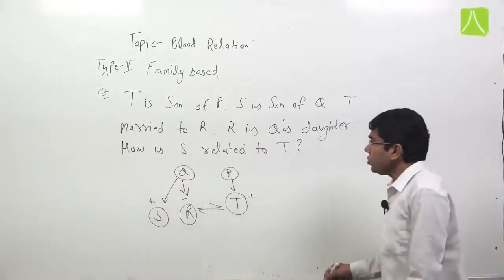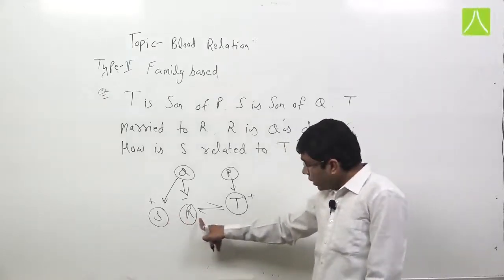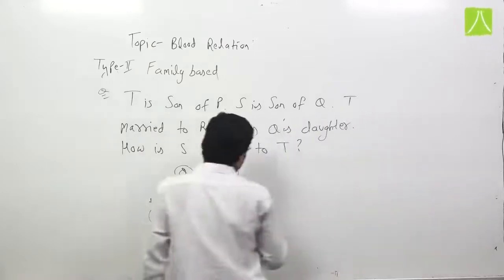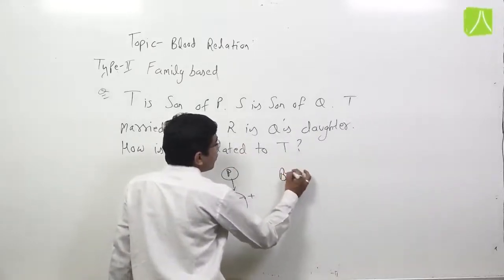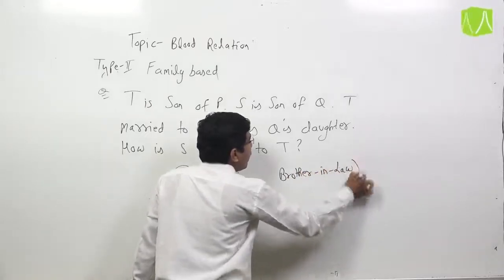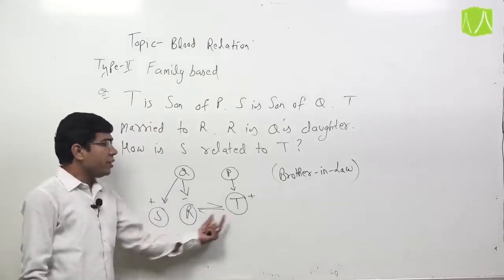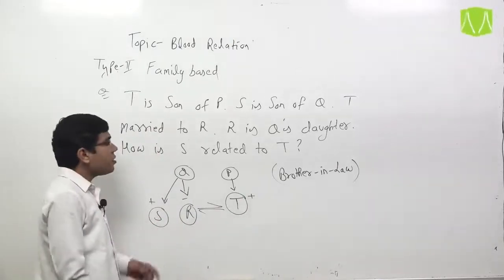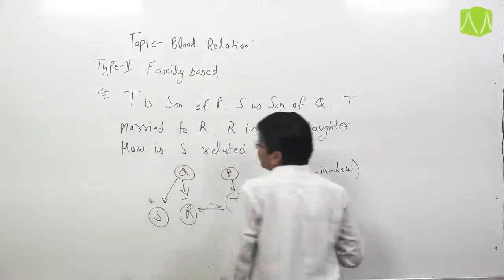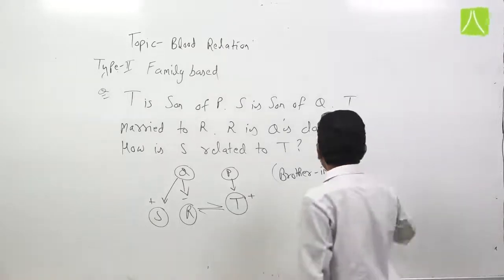Now, according to the question, how is S related to T? S is the brother of the T's wife. So we can say that S is the brother in law of T. This question is based on the type number 2, which is family based. Now take further examples for this type.